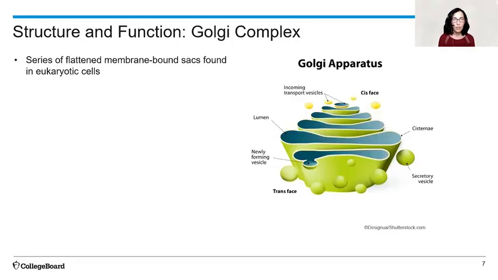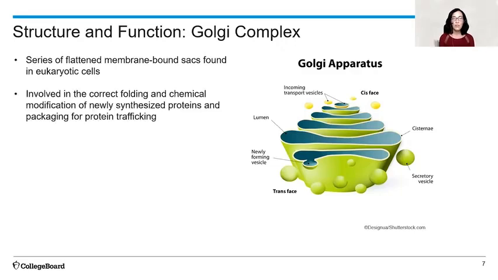Next, we have here the Golgi complex, which is a series of flattened membrane sacs found in eukaryotic cells. And the Golgi is involved in the correct folding and modification of newly made proteins and packaging those proteins for protein trafficking. Again, shipping proteins to other parts of the cell or even for export out of the cell. So you'll notice these little bubbles around the Golgi complex. These are vesicles, and you have incoming transport vesicles and secretory vesicles. And vesicles are just membrane containers that help move materials from one part of the cell to the next.